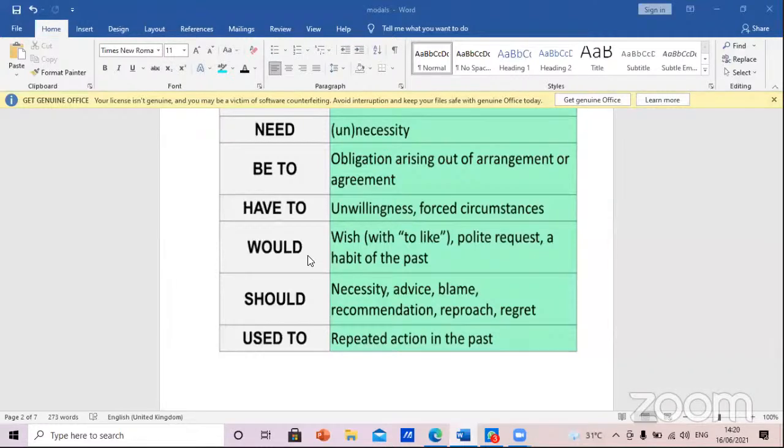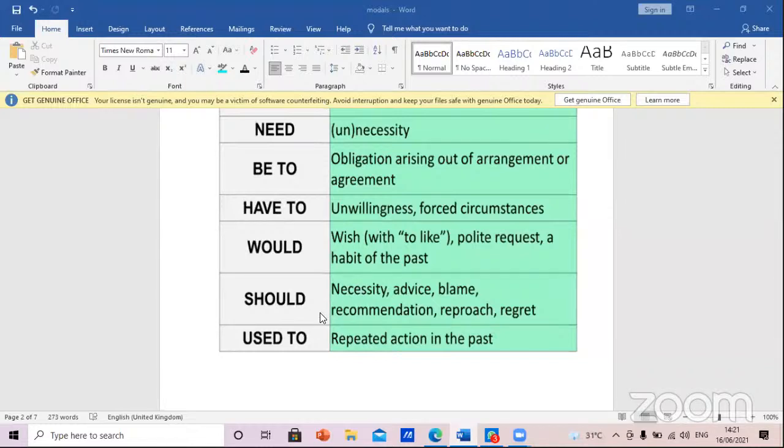Would. Okay. Then should. Should is also necessity and advice, something that you have to do, or else blame. Your mother will come and blame you: you should participate in the Zoom meetings regularly. She is blaming because you are not participating. You should do this. You should look after your younger brother. You should work hard. You should help me in the kitchen.